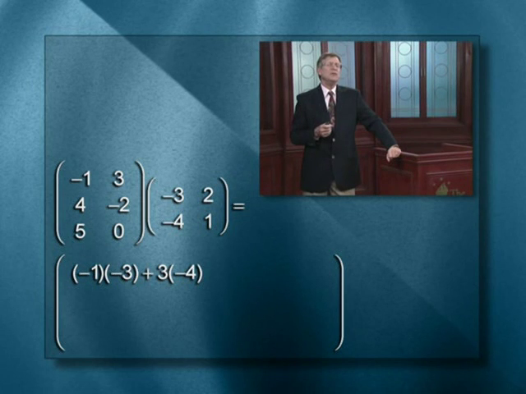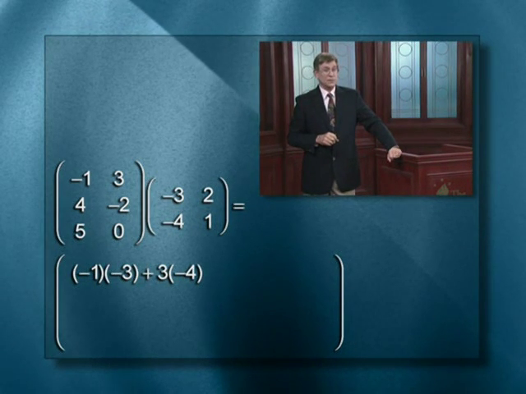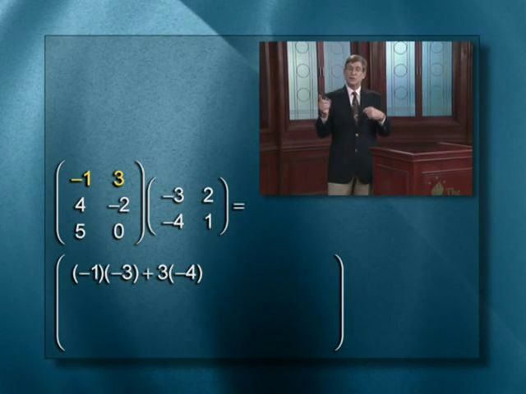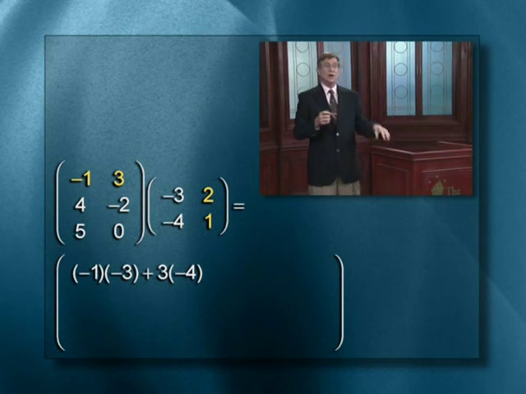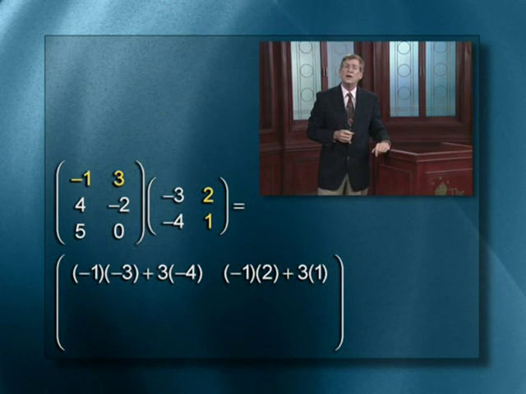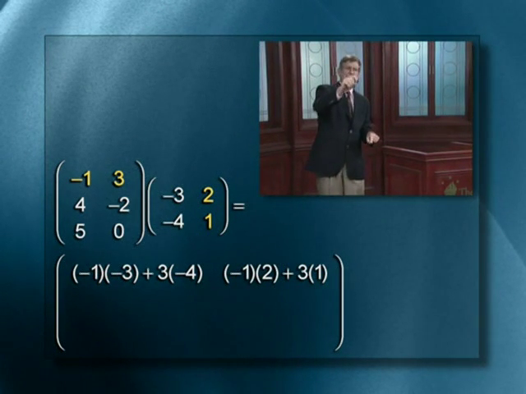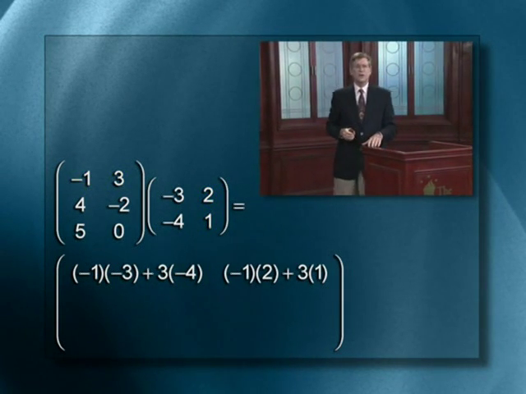Let's see what the entry in the first row, second column is of the answer. Okay, that'll be the first row of the left-hand matrix times the second column of the right-hand matrix. Here we go. Minus 1 times 2 plus 3 times 1. You see how we multiplied that? Bing, bing, and then bing, bing like this. So we multiply across the row times the corresponding column.